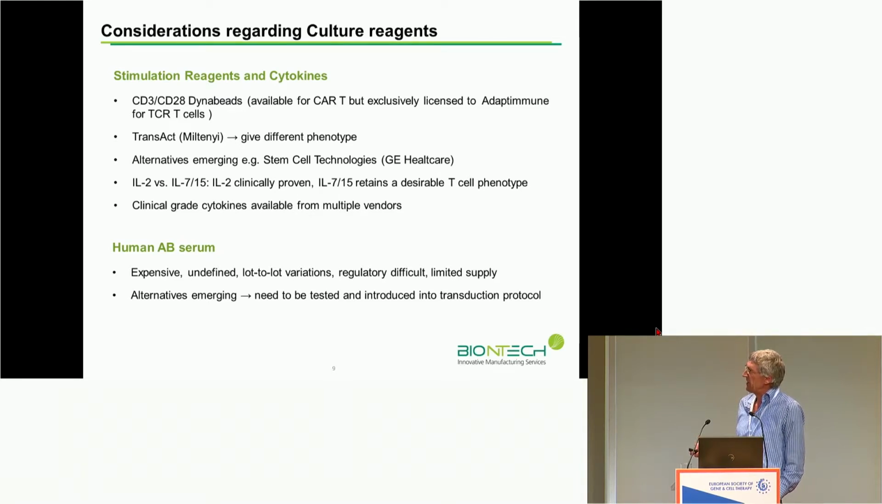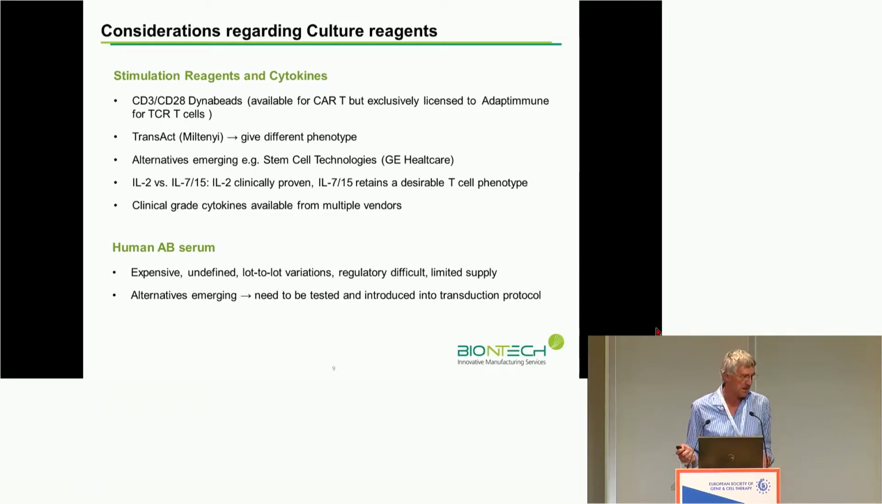Then with the human AB serum, it works, so that's very good, but it's expensive, it's undefined, there is lot-to-lot variation. It is regulatory difficult, especially if you work in the US and in Europe, because there are different regulations for testing the donors for this serum in Europe and America. So it's not easy to import US serum for German trial or for European trials and vice versa. And that's, I think, the most serious thing.